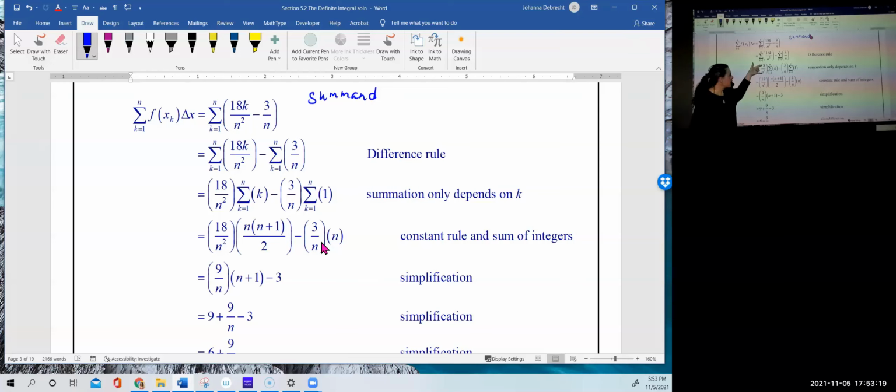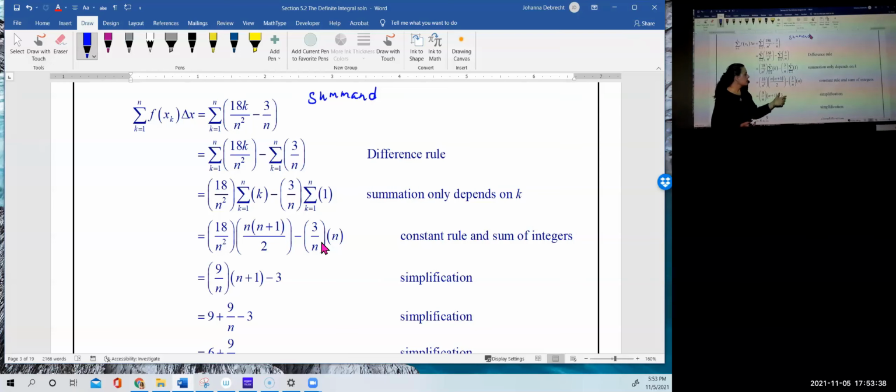So we can pull the 18 over n squared out, which just leaves behind the sum from k equal 1 to n of k, minus the 3 over n times the sum from k equal 1 to n of 1. Now, we learned last time that there are some formulas to help us compute some of these sums.